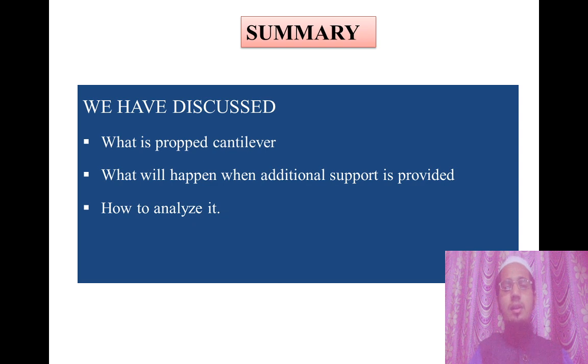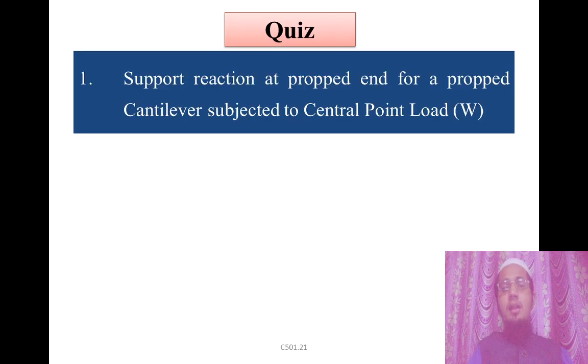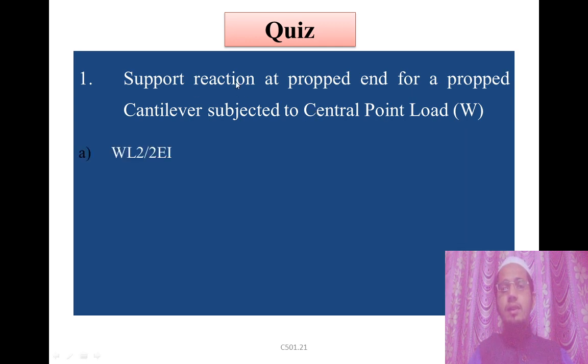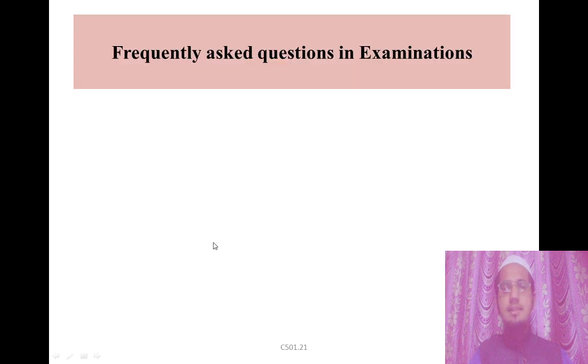Based on this, let's have a quiz or simple question. Hope you can answer. The support reaction at the prop end for a prop cantilever subjected to central point load W. The options are WL cube by 2 EI, WL cube by 3 EI, 5W divided by 48 and 5W divided by 16. Can you answer? Can you tell what the answer will be? Yes, option D is correct, that is 5W divided by 16.